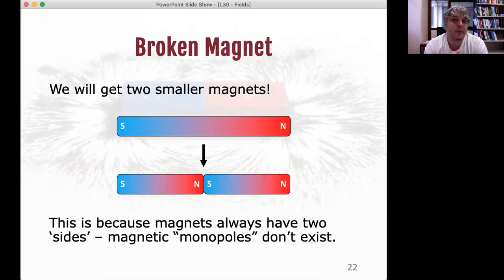Magnets always have two sides. They always have a north end and a south end. So you can't get a magnetic monopole. It's not a physical thing. It does not exist anywhere in the universe. You can't just have a south magnet. A magnet is a thing which has a south and a north on it. It will always have a top and a bottom, a north and a south.